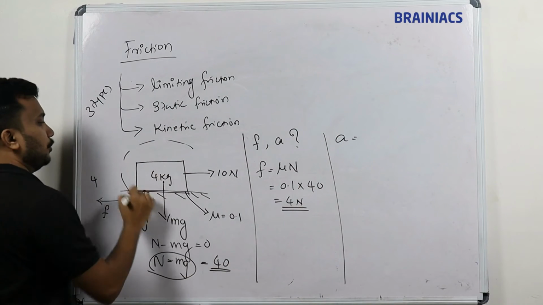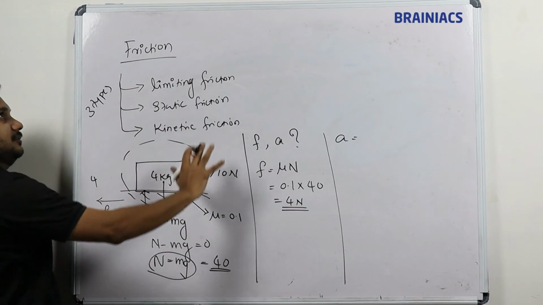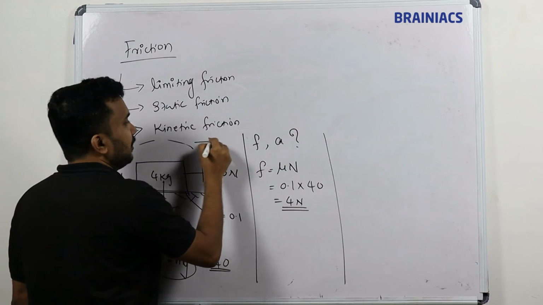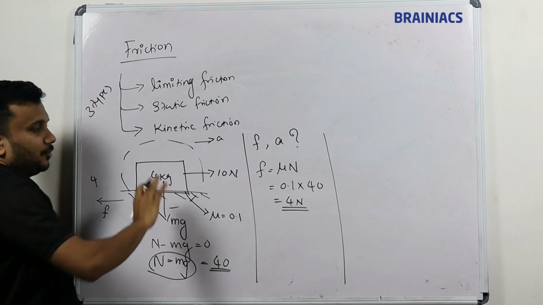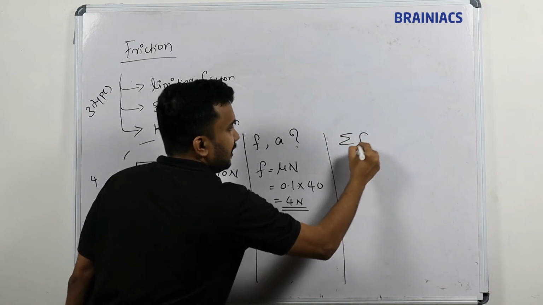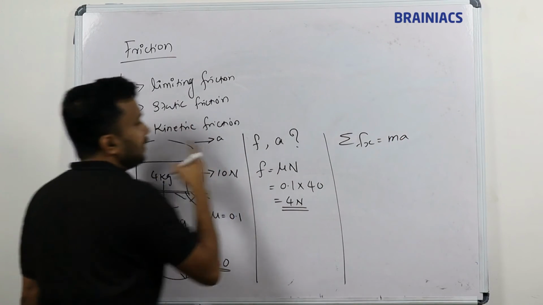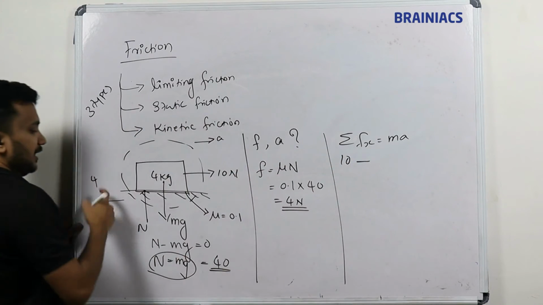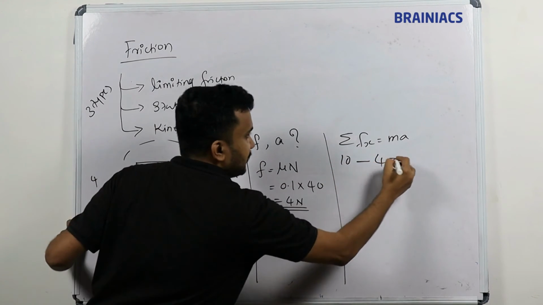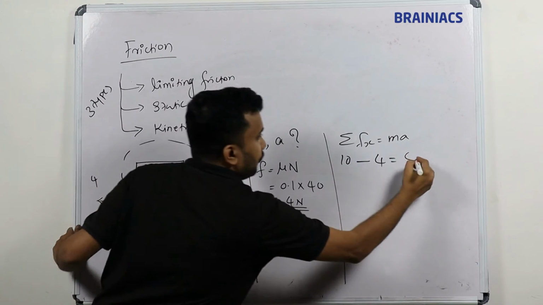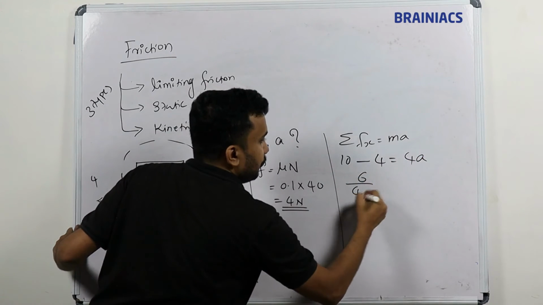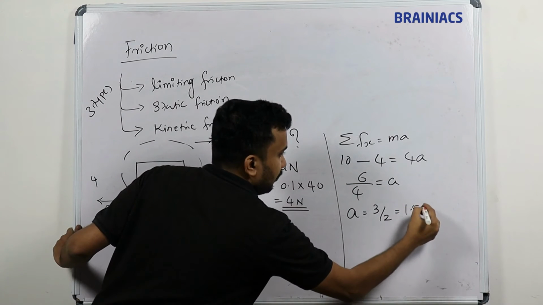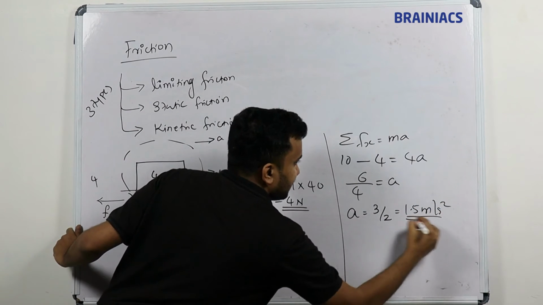Acceleration is equal to total force acting on the block. What is total force? I will say this body will move in this direction. We have a formula, sigma Fx is equal to ma. Body is moving, so there is acceleration. What is Fx? Right side positive 10, left side negative. So 10 minus 4 is equal to ma. ma means 4 into a. So 6 by 4 is equal to a. So a will be equal to 3 by 2, which is equal to 1.5 meter per second square acceleration.